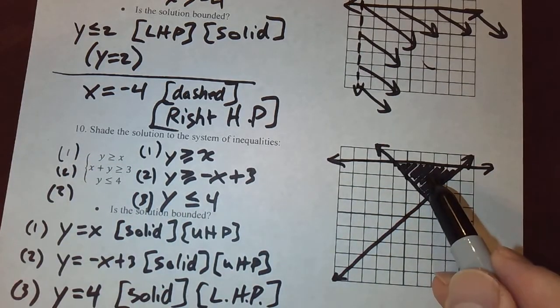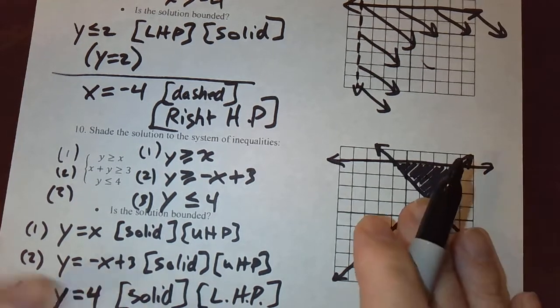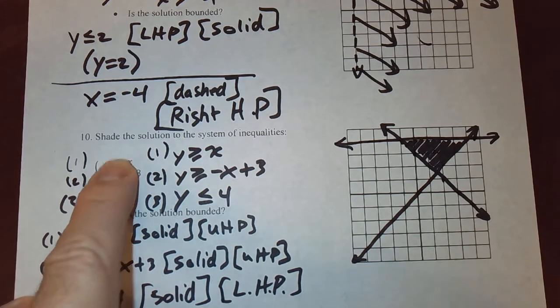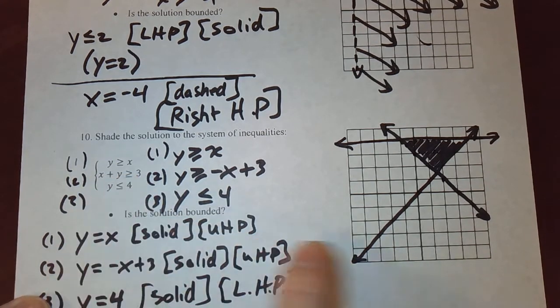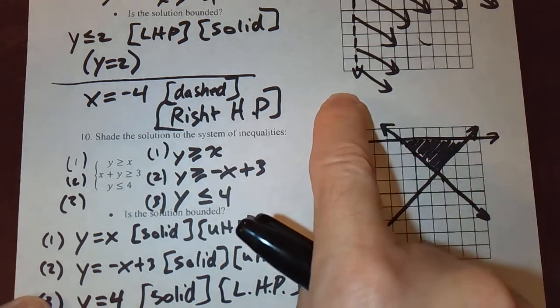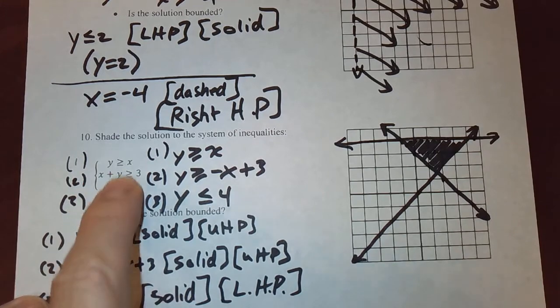If you took any point, ordered pair inside the triangle, the xy pair, and plug it in here, and plug it in here, and plug it in here, all of these inequalities would be true. If you choose anything down here, over here, here, here, at least one of these inequalities will fail.